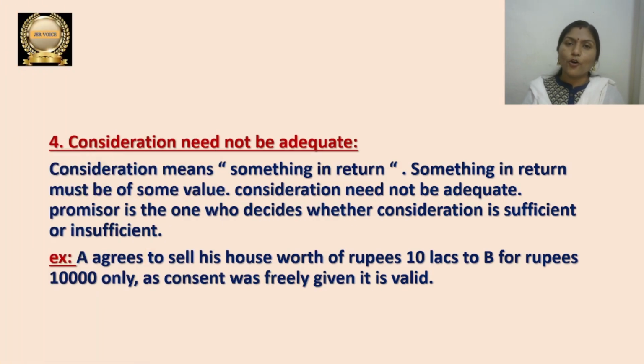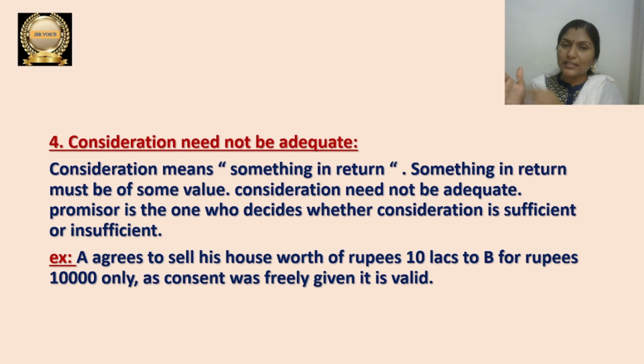The fourth essential element for a valid consideration is that consideration need not be adequate. Adequate means sufficient. So consideration may not always be sufficient. Okay, it need not be sufficient. So one party may give a valuable thing, the other party may give a lesser amount for that. That is also valid consideration. But consideration should be there. Something in return should be there, but it need not be sufficient. Okay, then also it is valid consideration. Adequate means sufficient. So consideration need not be sufficient, even then that is valid.